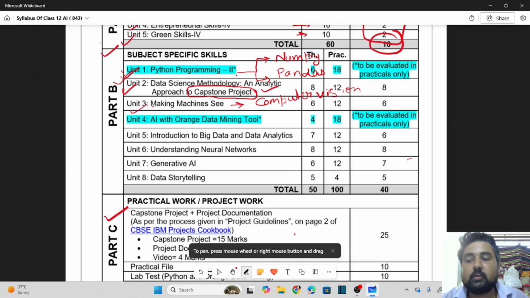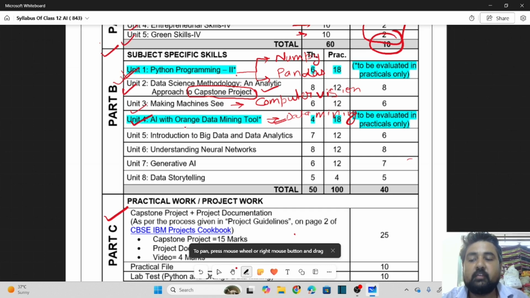Now, coming to the fourth one, AI with the Orange data mining tool. Here you are going to study what data mining is, an introduction to the Orange data mining tool, getting started with Orange, and the components of Orange. These are the topics that will be covered under unit number 4.